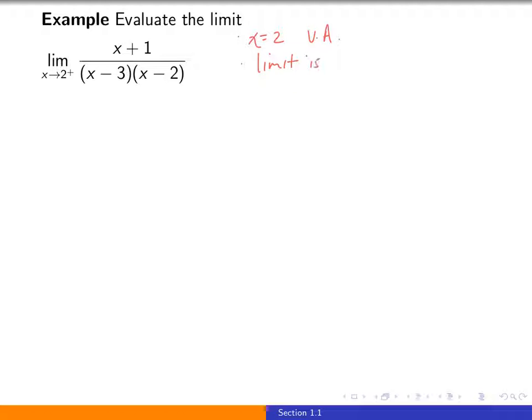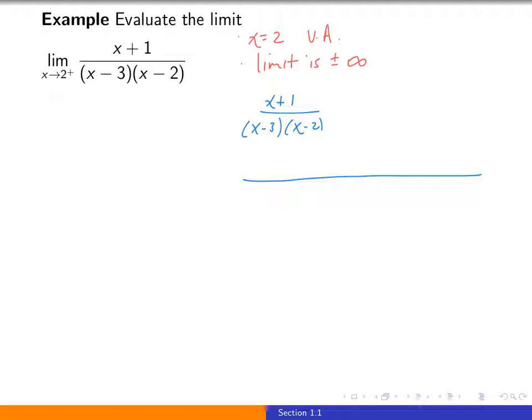And because it is a vertical asymptote, the limit is going to be plus or minus infinity. In order to determine whether it's plus or minus infinity, we need to know the sign of our function just to the right of 2. Similar to our previous approach, the function is x plus 1 over x minus 3 times x minus 2. We make a sign chart for the function.